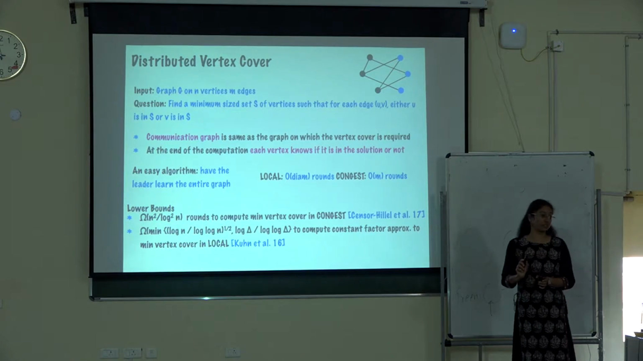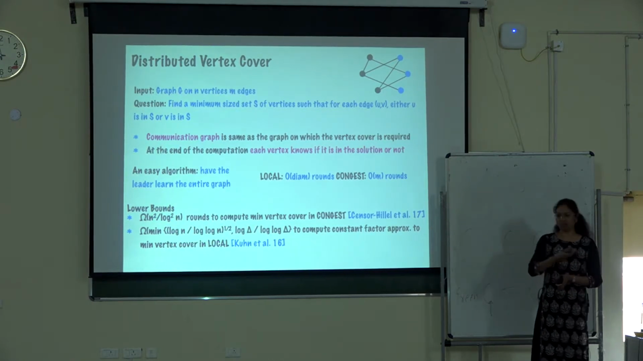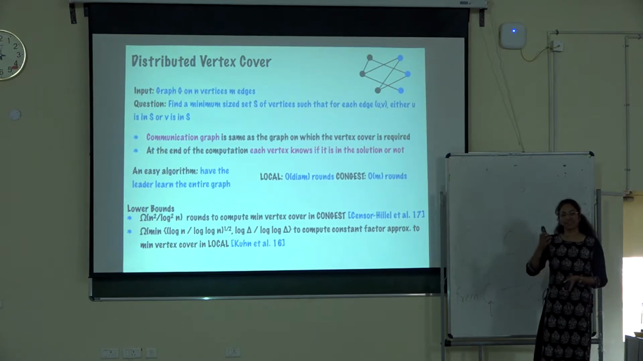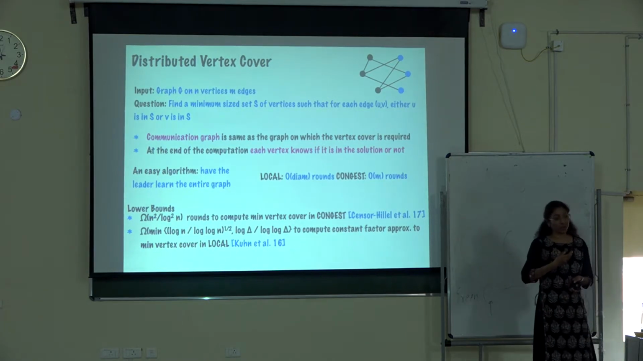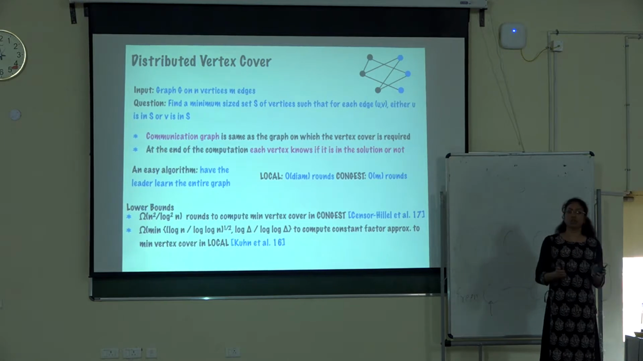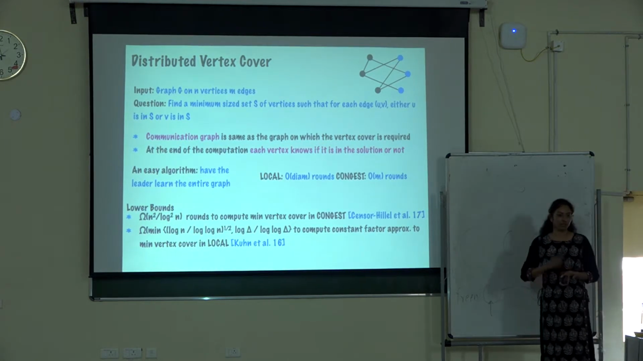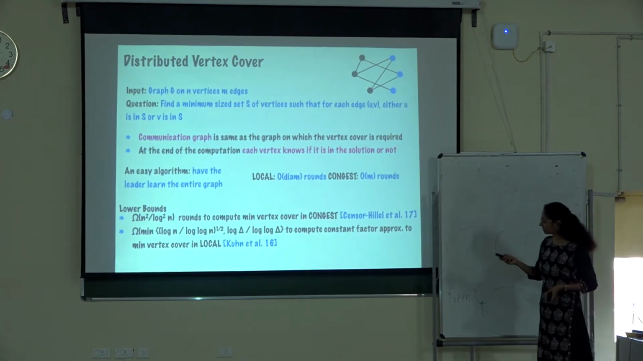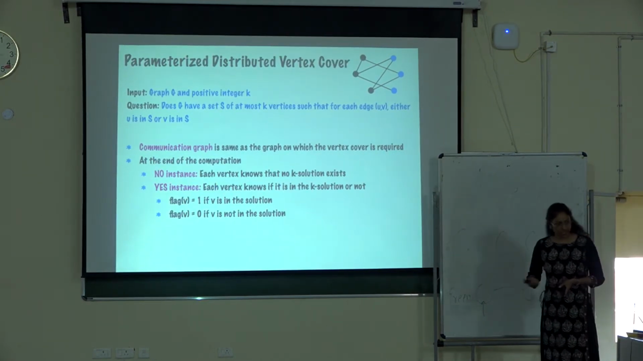Okay, there are a lot of approximation algorithms, 2 minus epsilon, or in other words, 1 plus epsilon, and so on, and a lot of upper bounds and lower bounds known. But in the problem of computing an exact, that is a minimum vertex cover, not much is known other than this trivial algorithm and a non-trivial lower bound. Okay. So, what is our setting now?